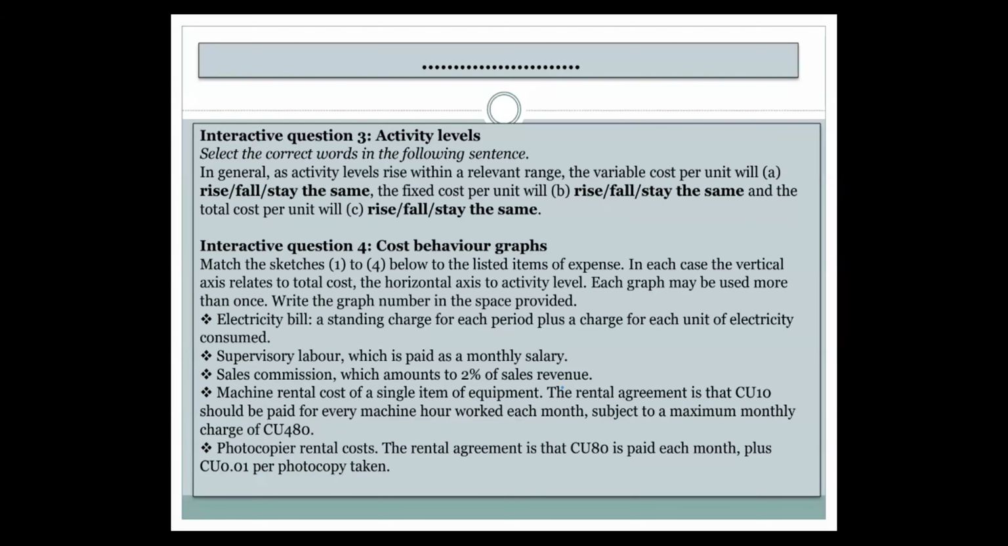So we can easily resolve the interactive question 3, activity levels. So let's try. In general, as activity level rises within a relevant range, the variable cost per unit will what? এখানে 3টা কোশ্চেন আছে। Rise, fall or stay the same?